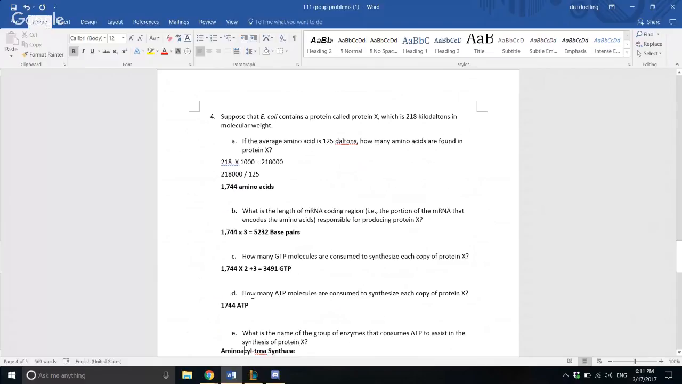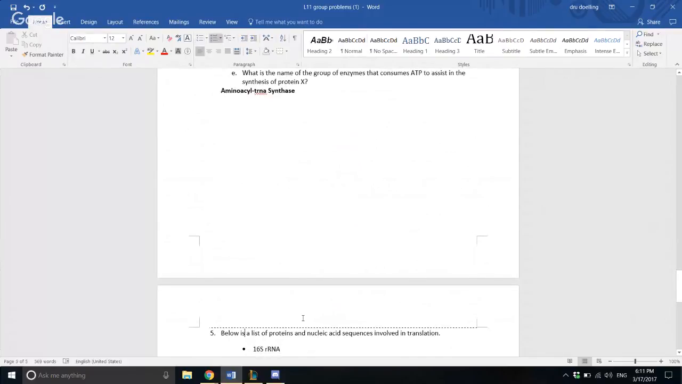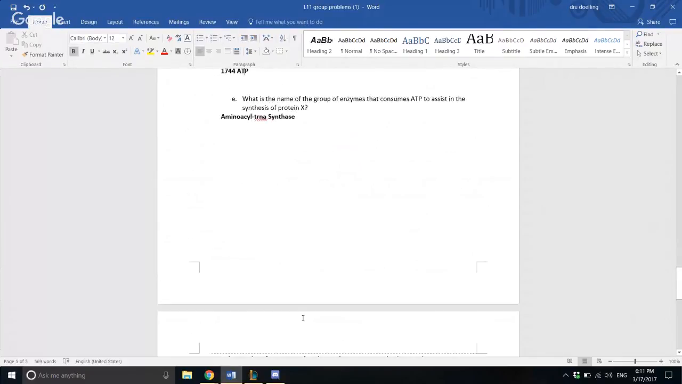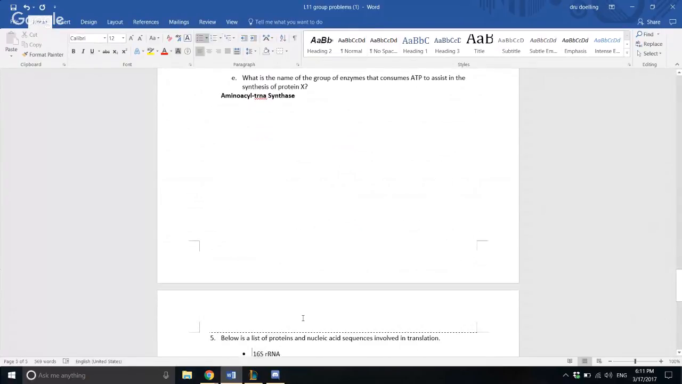And how many ATP molecules are consumed? Well, that's very easy because that's the same amount as the number of amino acids that we have. That's just when it's synthesized with the tRNA. Now, what is the name of the group of enzymes that consume ATP to assist the synthesis of protein X? Well, that's aminoacyl tRNA synthetase. I don't know why, but that's my personal favorite.